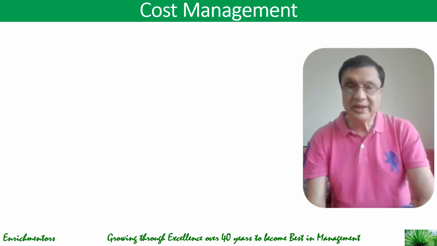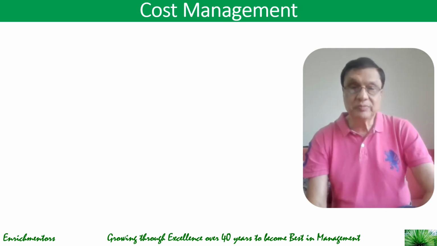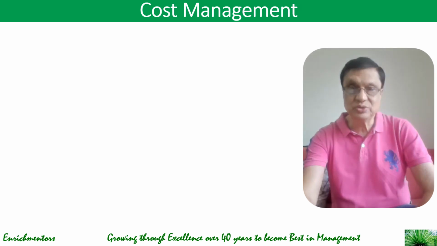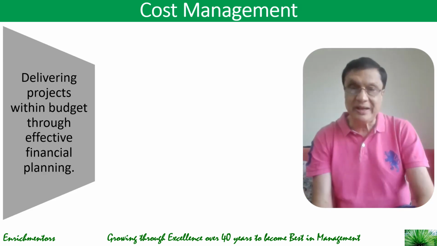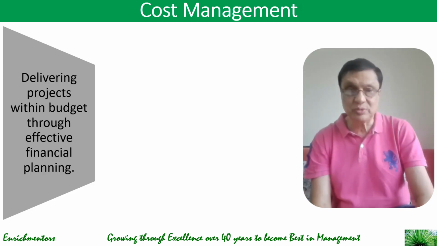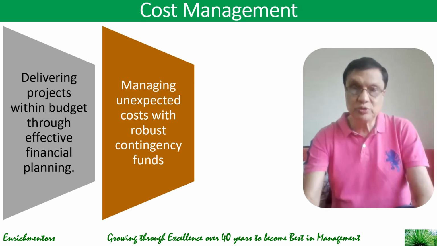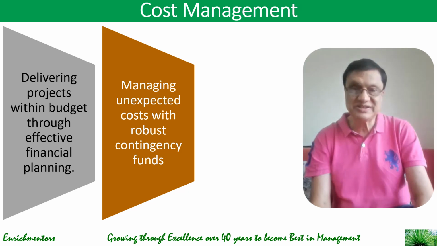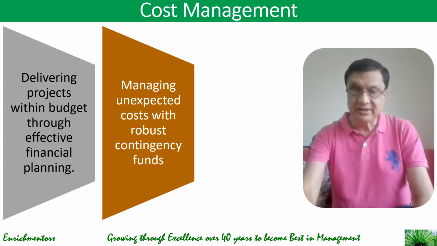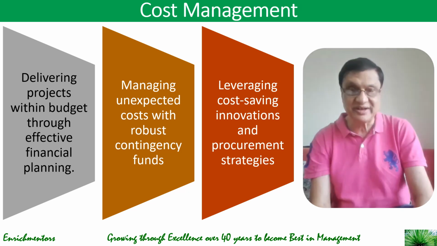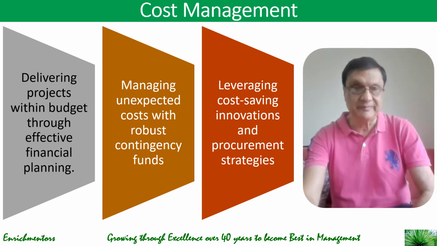So, how do you think you can deliver projects? How can you manage cost well? There are three things you need to do. One is you need to do effective financial planning that can help you deliver these projects within budgets. Then there will be unexpected costs, so you need to manage these unexpected costs with robust contingency funds. And third, you need to innovate on cost savings and procurement strategy and leverage them. So these are the three things that you need to do to manage cost efficiently and effectively.